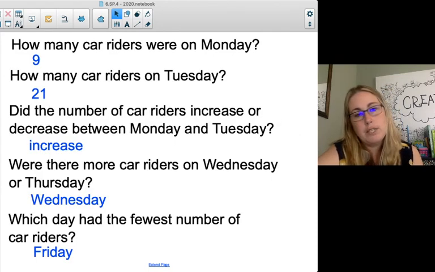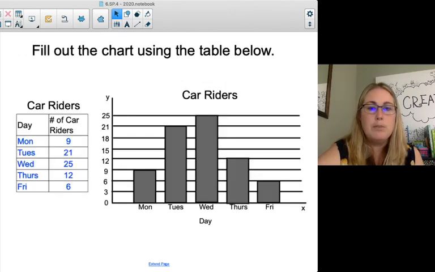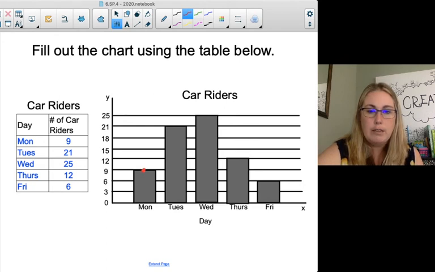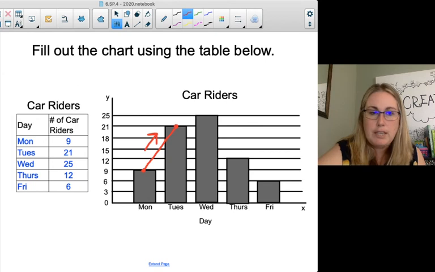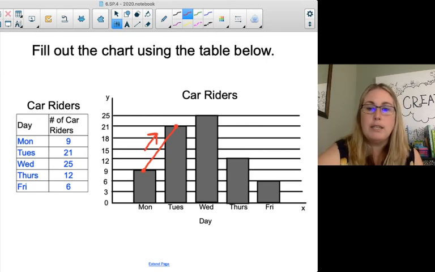Did the number of car riders increase or decrease between Monday and Tuesday? So between these two numbers, what happened? If you think about this kind of like our line graph, on Monday, our dot would be here at 9, and on Tuesday, our dot would have been up here at 21. Let's look at that line. Is that line increasing and going up, or is it decreasing and going down? Well, that line is definitely increasing. So we're going to say that between Monday and Tuesday, our data is increasing.